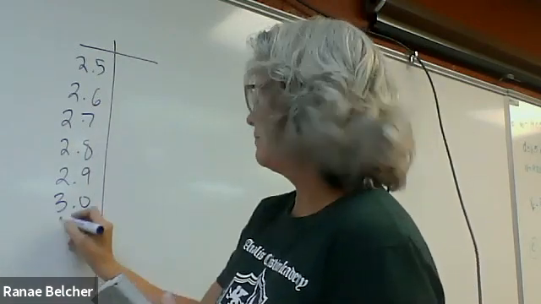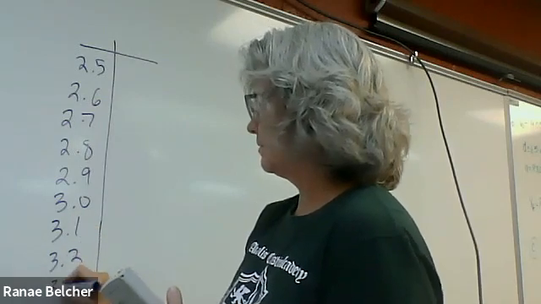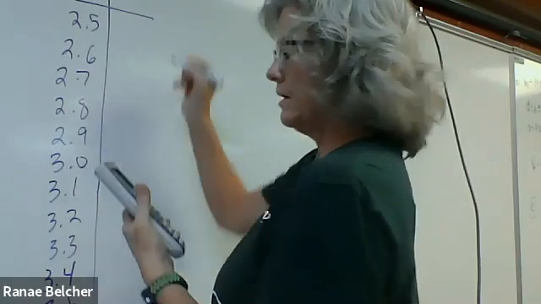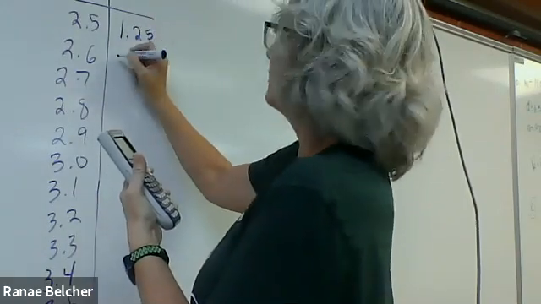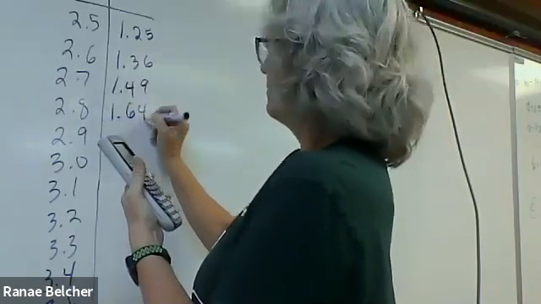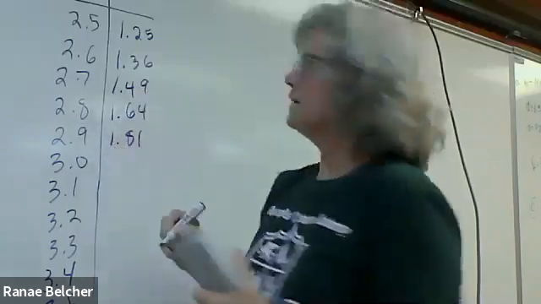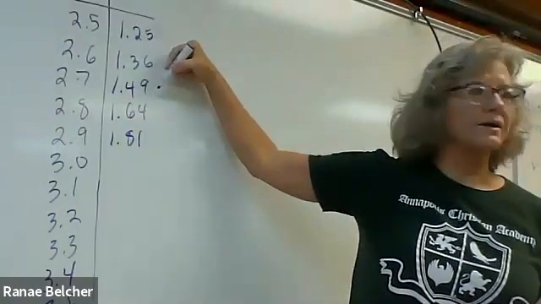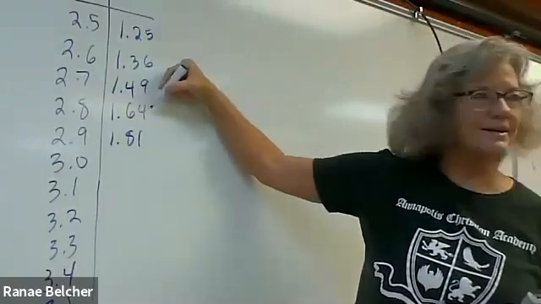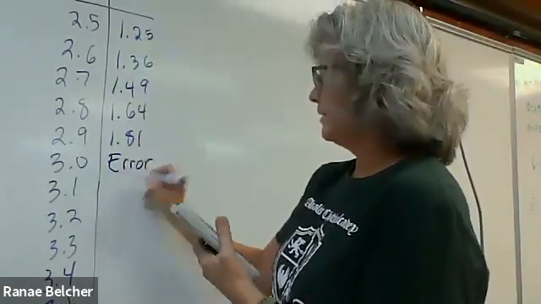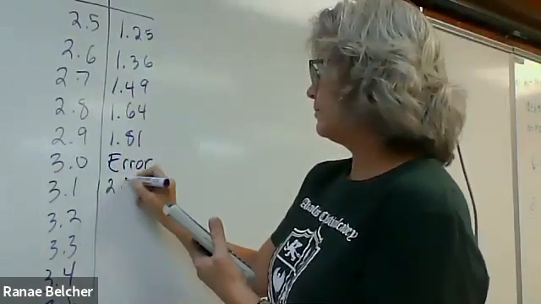All the way down to 3.5. Okay, so 1.25, 1.36, 1.49, 1.64, 1.81. This is interesting data, I think, just because you see these decimal parts are perfect squares. That's 5 squared and 6 squared and 7 squared and 8 squared. And at 3, we have an error. And then 3.1, 2.21.